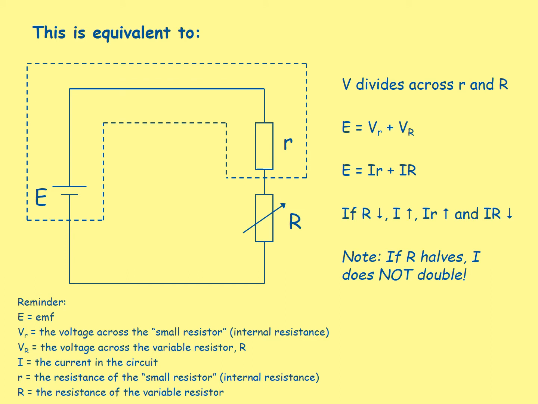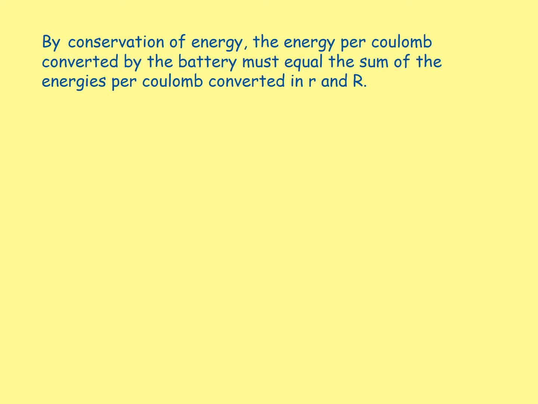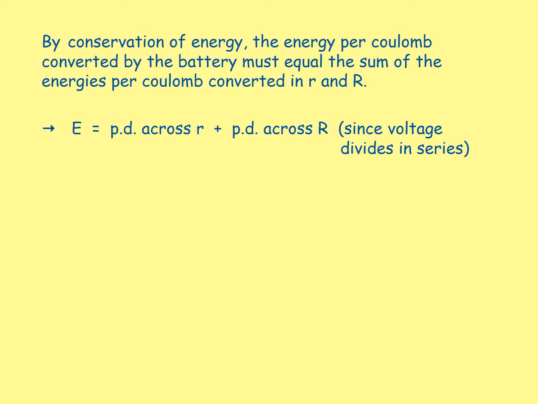An important thing to note is that if the resistance of the variable resistor halves, I does not double. By conservation of energy, the energy per coulomb converted by the battery must equal the sum of the energies per coulomb converted in each of the resistors. So our EMF is equal to the potential difference across the internal resistance plus the potential difference across the variable resistor, since voltage divides in series.